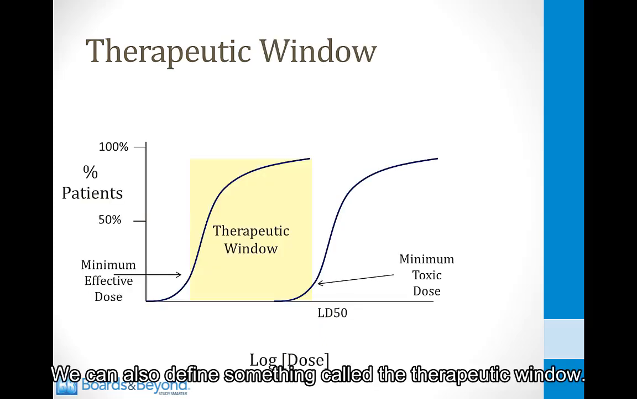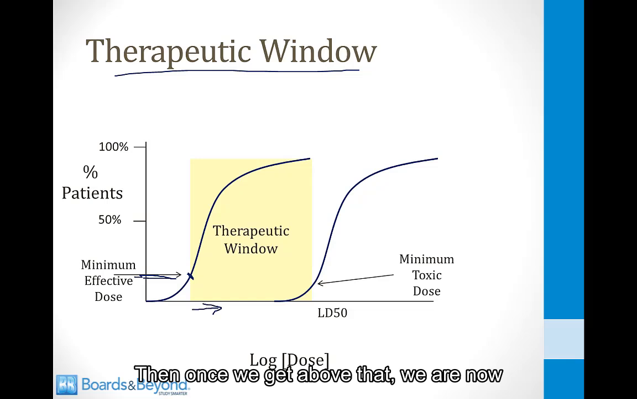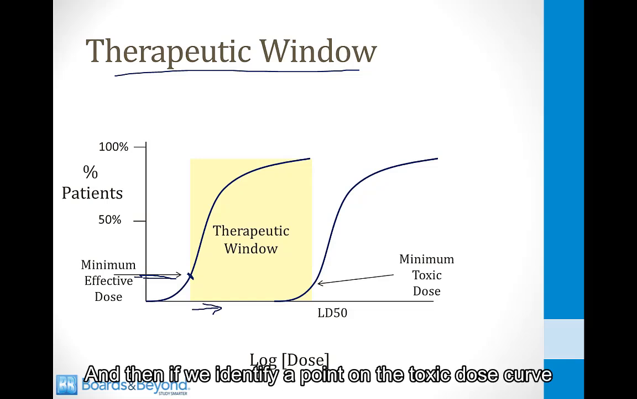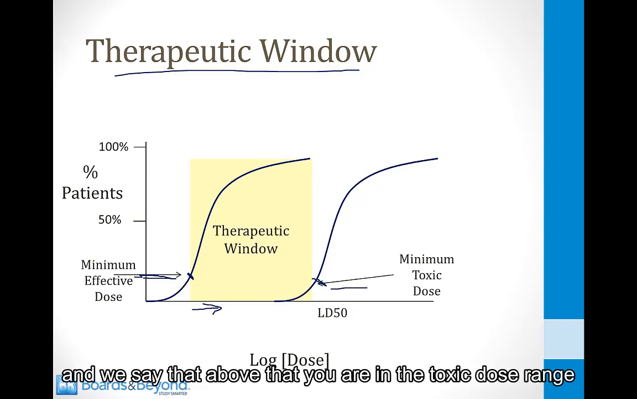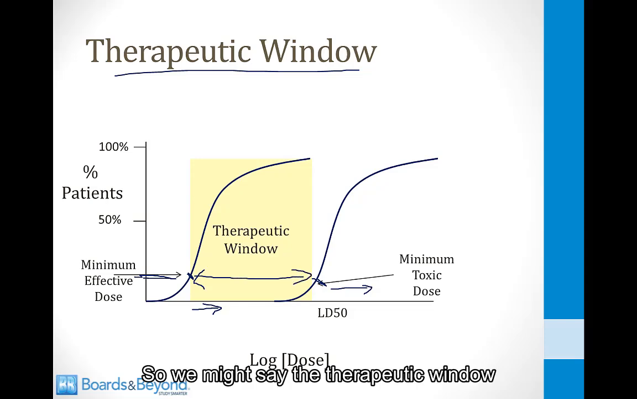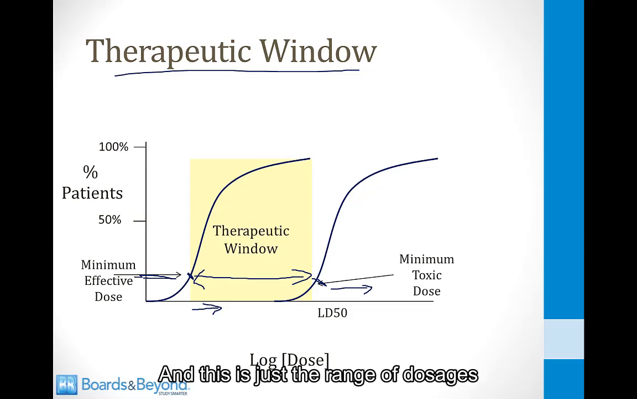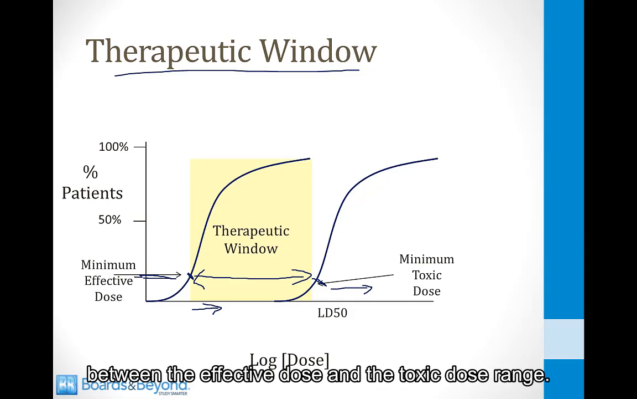We can also define something called the therapeutic window. So if we say that this point right here on the y-axis is the minimum effective dose, then once we get above that, we are now in the therapeutic window. And then if we identify a point on the toxic dose curve and we say that above that you are in the toxic dose range, then we can define the therapeutic window as the range between those 2 points. So we might say the therapeutic window for a drug is 50 to 100 milligrams, for example. And this is just a range of dosages between the effective dose and the toxic dose range.